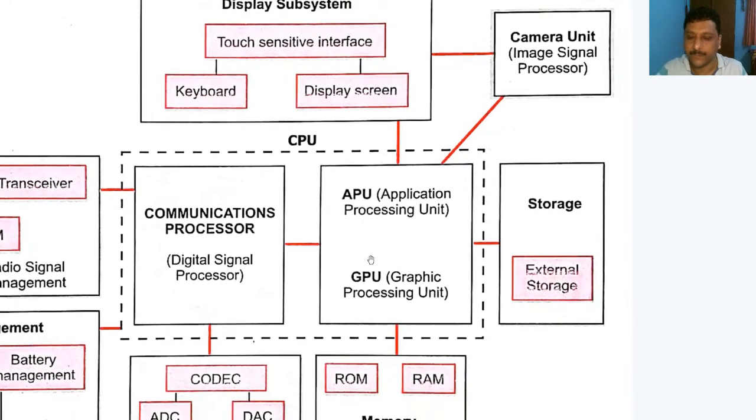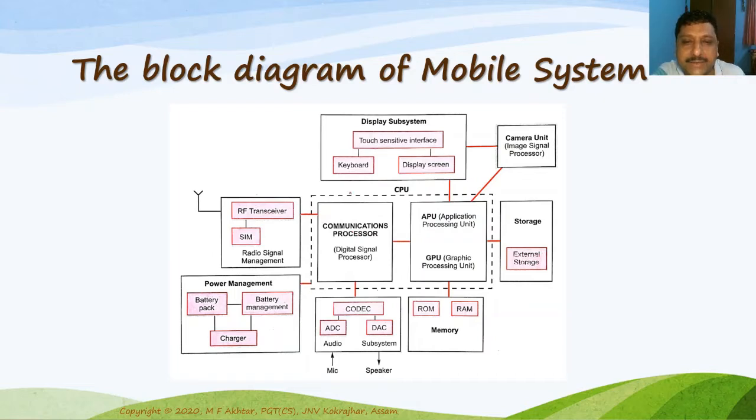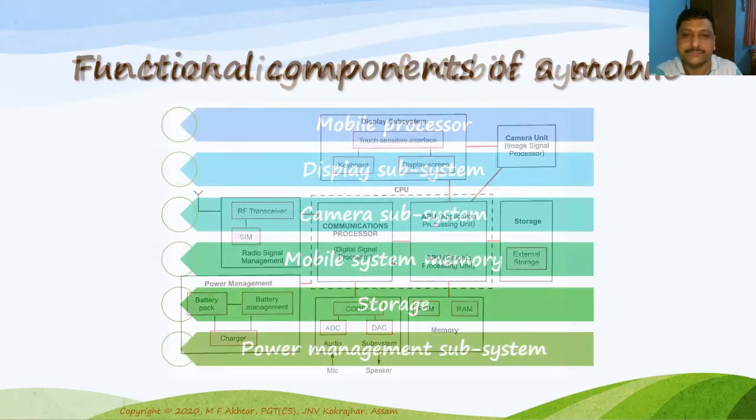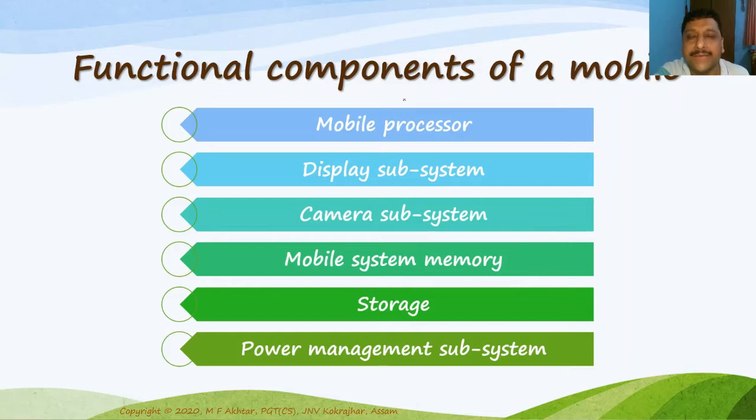Okay, each and every component is connected with the CPU: display subsystem, camera subsystem, storage, SIM, power, battery, microphone, speaker, memory, RAM, ROM, all are connected with the CPU. And the CPU itself has different parts. See, now we have summarized here all the functional components of a mobile. First of all, the mobile processor, which helps to control and manage all the other parts of the mobile system.